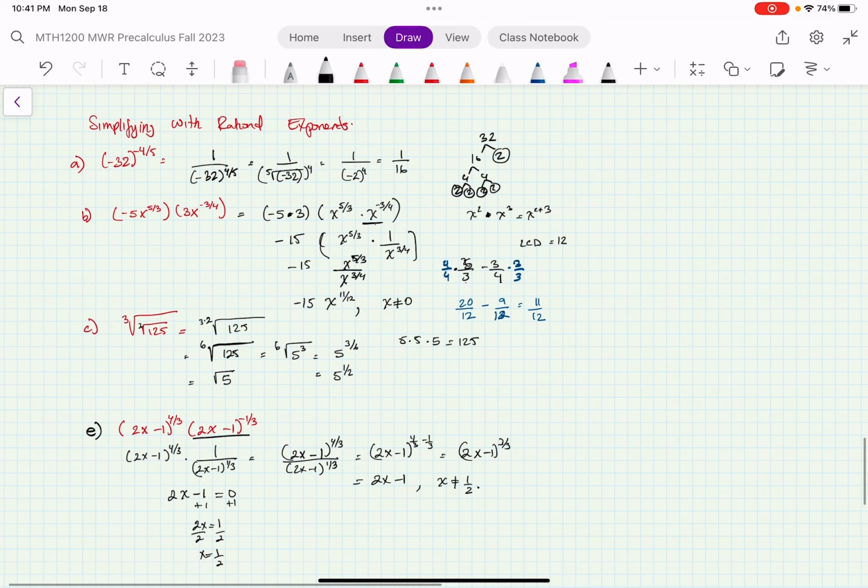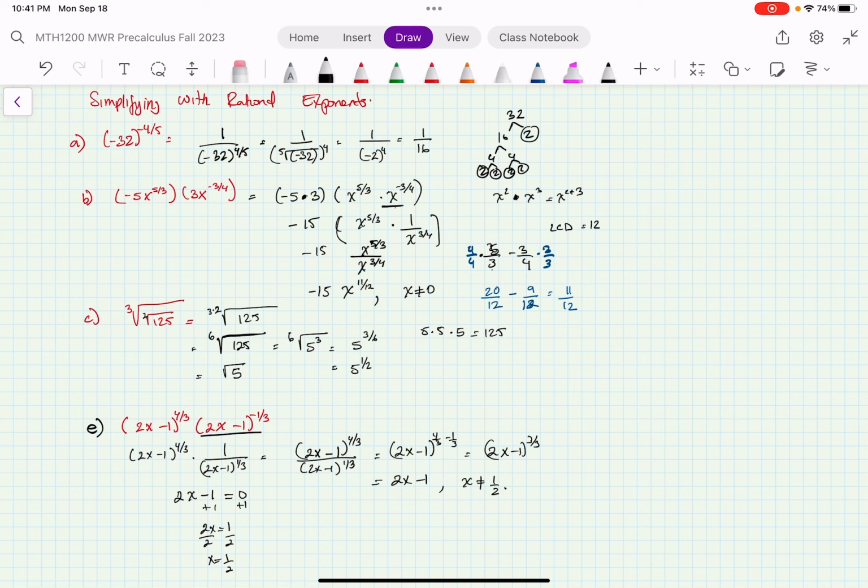So here we have a few more examples on how to simplify with rational exponents. If you have any questions, please feel free to contact me, okay?